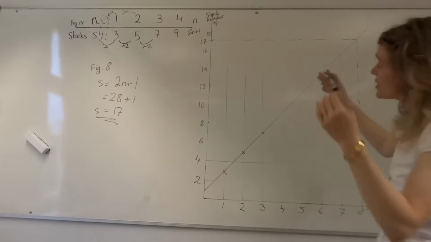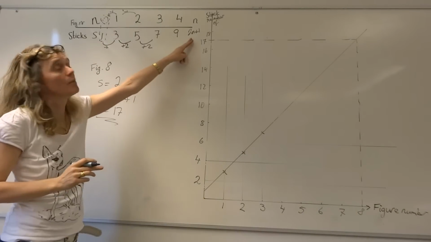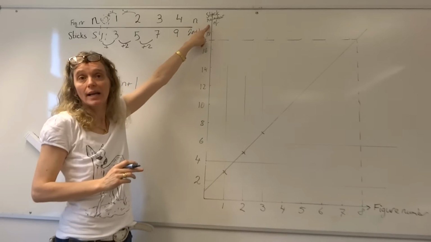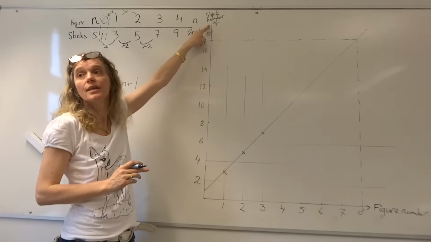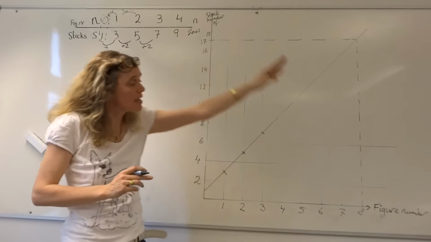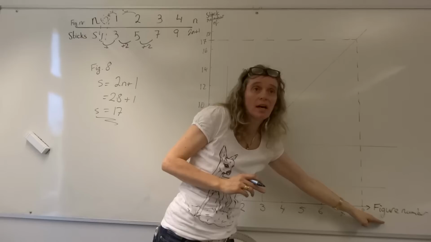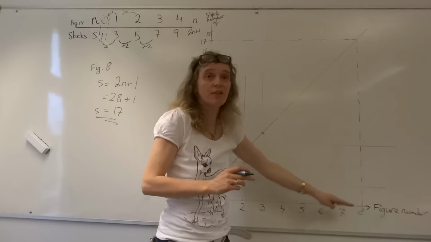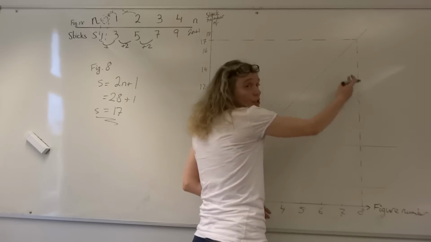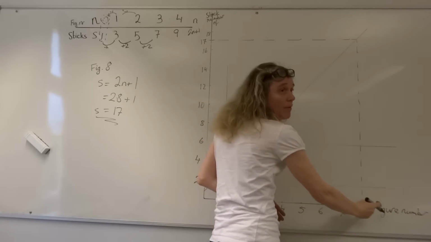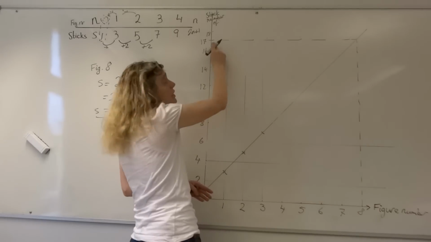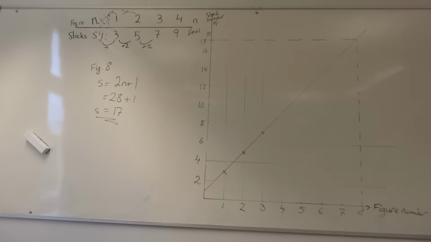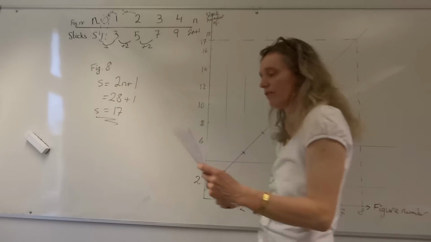So the important parts of doing this problem are first being able to work out how high you need to do your y-axis. Label your y-axis. You don't call it y-axis. This is the number of sticks. Label your x-axis that this is the figure number. Show on your graph how you're working out the number of sticks at figure 8 by drawing a vertical line parallel to your y-axis, and then read off the graph at figure number 8. The number of sticks is 17 for figure number 8.